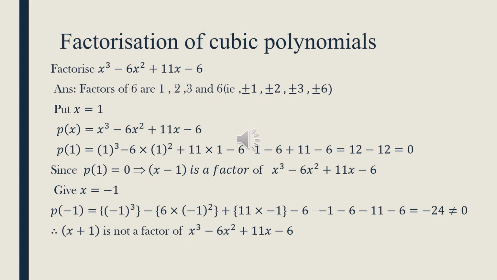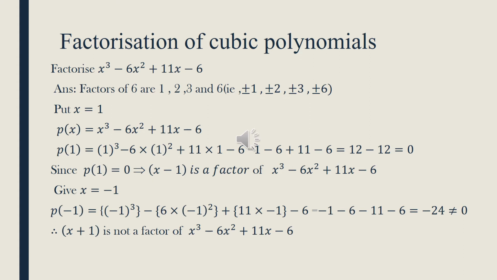Here the constant is 6. So we shall look for all the factors of 6. We know 1 into 6 is equal to 6 and 2 into 3 is also equal to 6. As we can see, positive or negative values can be satisfied. We are writing it as plus or minus 1, plus or minus 2, plus or minus 3, plus or minus 6 are the factors of 6.